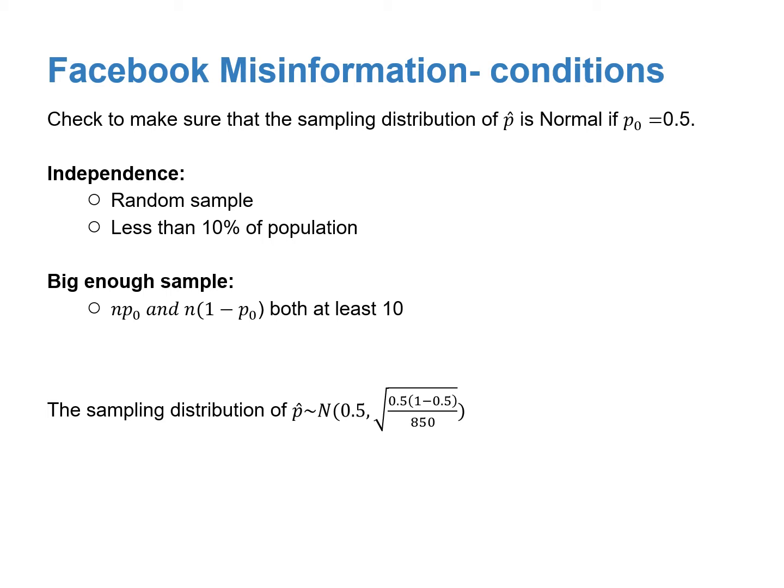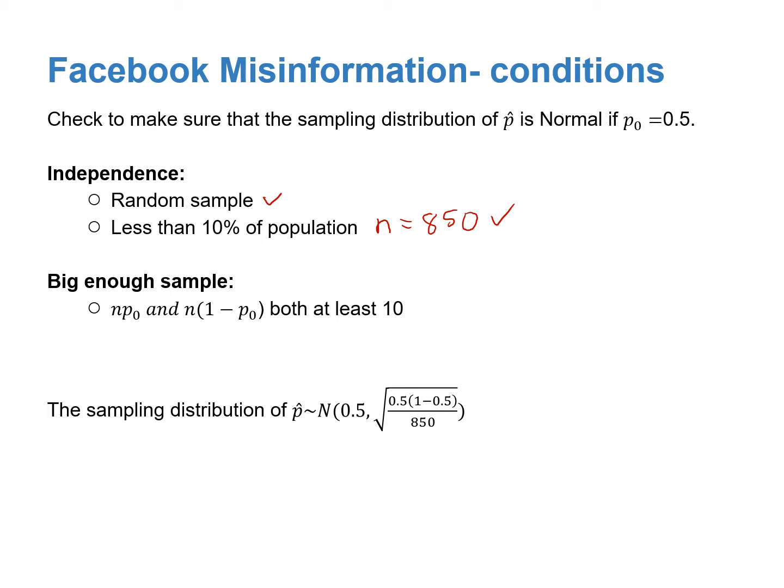So we'll start by checking conditions to make sure the sampling distribution of p hat is normal if the null hypothesis is true. The two conditions we need to check are independence and to make sure that the sample size is big enough. The independence condition is checked by making sure that we have a random sample, which we're told that we do, and that the sample size is less than 10% of the population. Here our sample size was 850 American Facebook users, and there are certainly more than 8,500 American Facebook users, so that condition is also met.